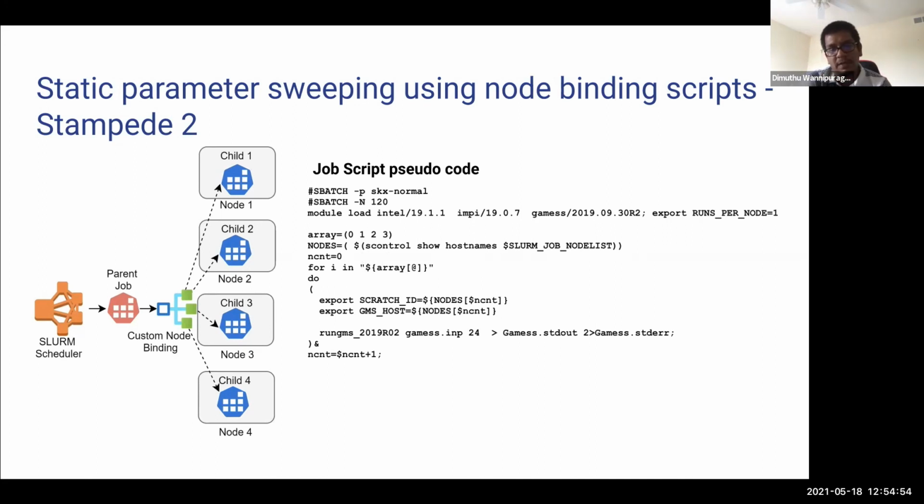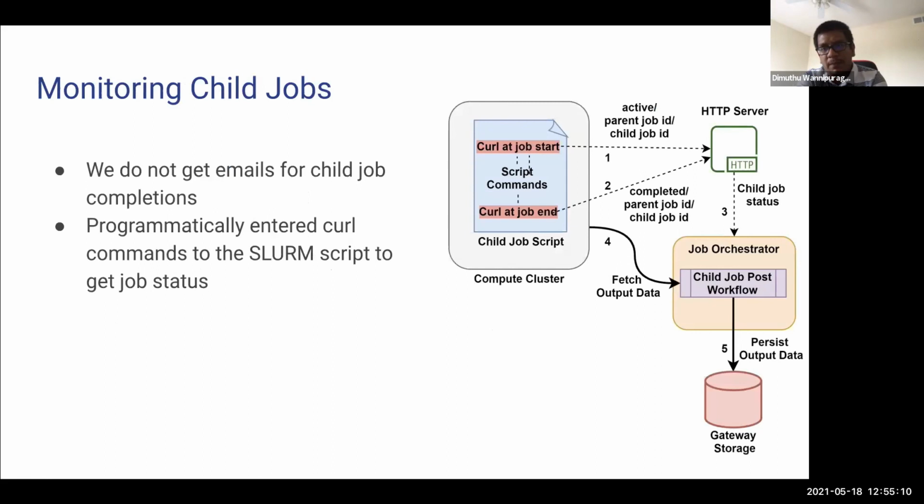Because we know exactly that each job is scheduled on the right node, and each node gets only one job to run at a time. So this is the approach we followed for Stampede 2. However, in both approaches, the computation model was similar. We are submitting one job, and it also scales at the cluster level.